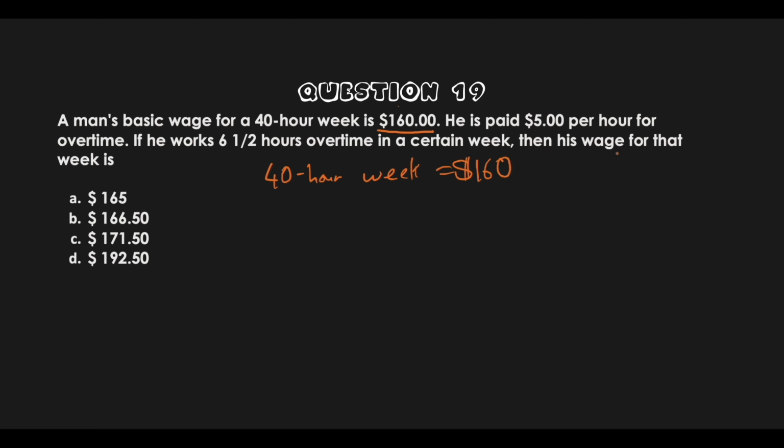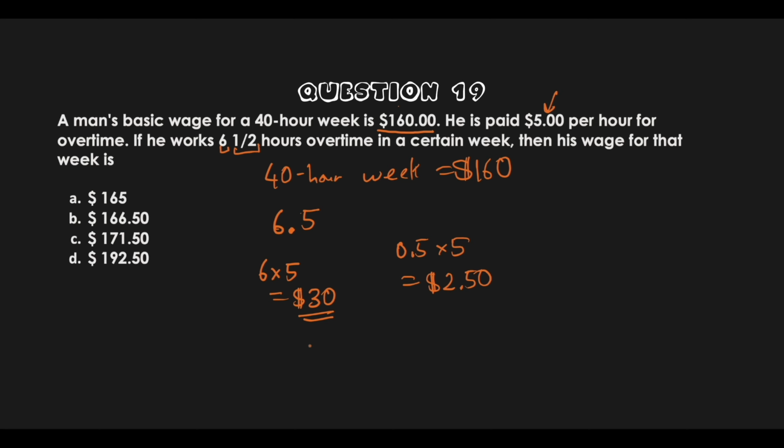$160. Now he's paid $5 per hour for overtime. So he works 6.5 hours. Okay, so let's just split this up. So then we could say 6 multiplied by 5 is equal to $30. But then we have to do half an hour. Because remember, we did 6 hours. Now we have to do half an hour. So half an hour would just be half of this $5. So the 0.5 or half of $5 would be $2.50.